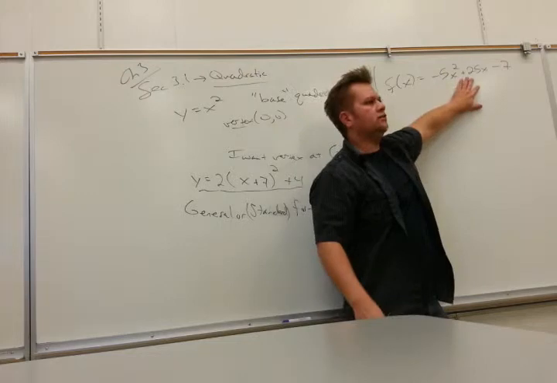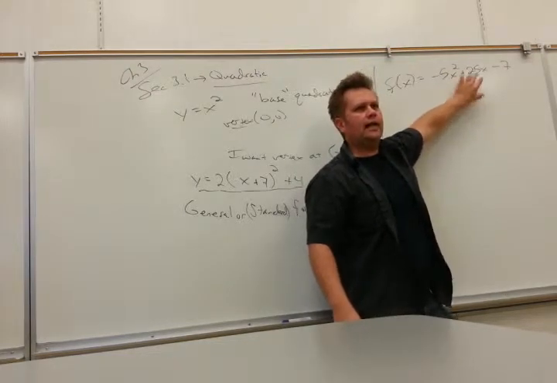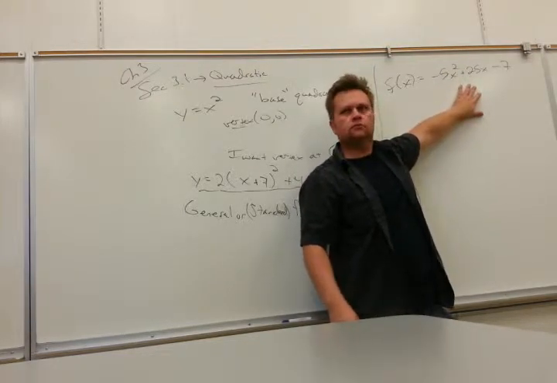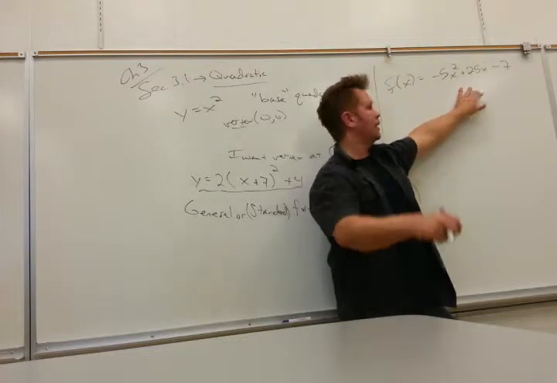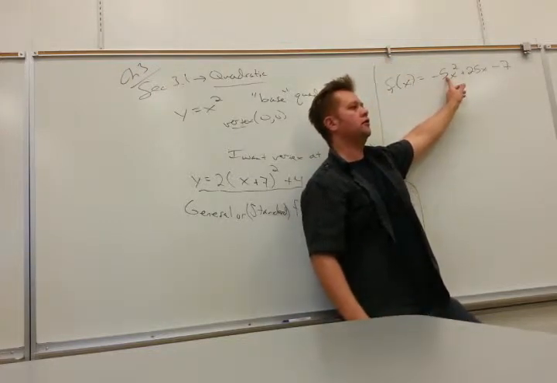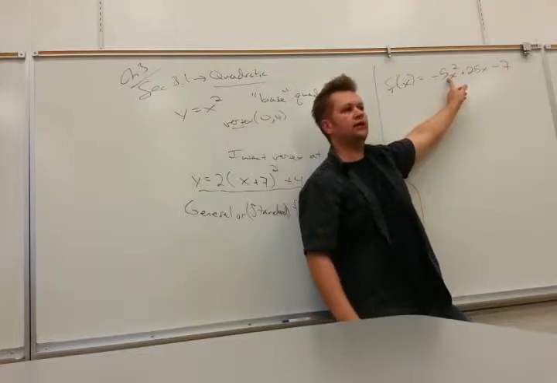What is it? Does anybody realize what it is about completing the square that it can't handle that's currently here? The negative 5. It can't handle it unless it's a 1 coefficient. So the very first thing I have to do is take a negative 5 out.